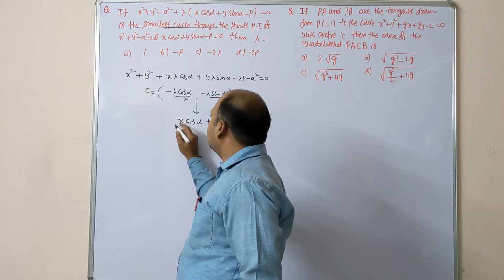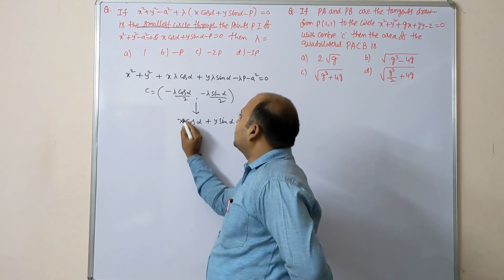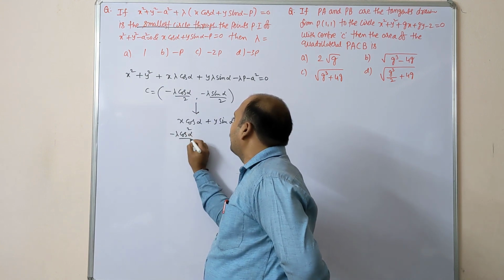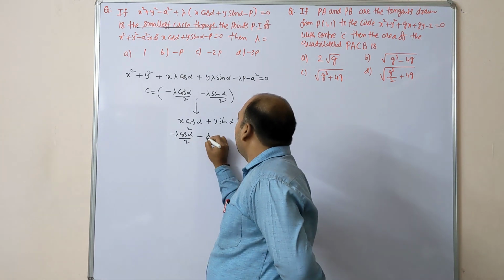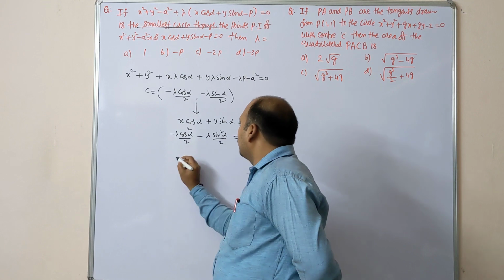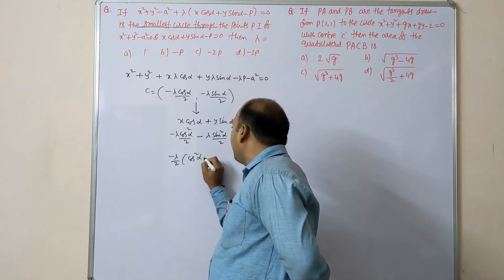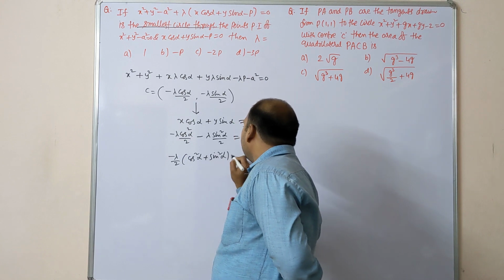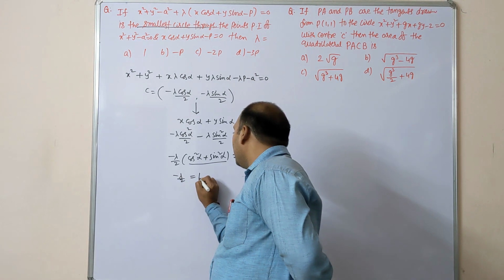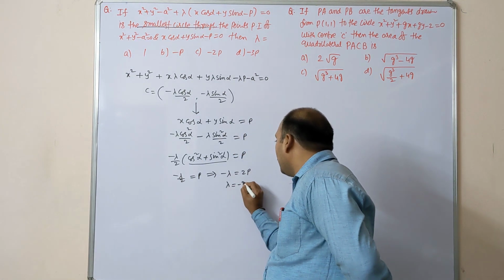So what happens, dear students? Lambda value will come. In place of x this value: minus lambda cos alpha into cos alpha, cos square alpha by 2, minus lambda sin square alpha by 2 equal to p. So minus lambda by 2, if we take out common, cos square alpha plus sin square alpha equal to p. This value is 1 now. So minus lambda by 2 equal to p. That implies minus lambda equal to 2p. Lambda equal to minus 2p.